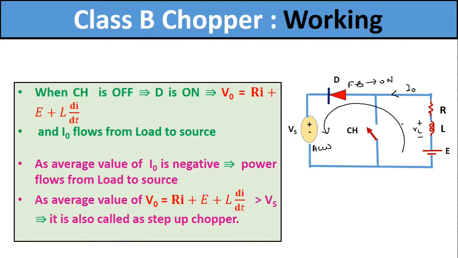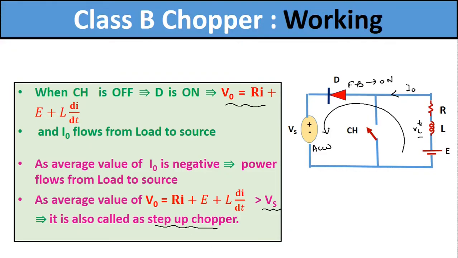Now if we apply KVL in this loop, we will get load voltage V0 will be equal to R into I plus E plus voltage across the inductor, which is L di by dt, where I is the current through the inductor. So here you can see, since the average value of the load voltage in the Class B chopper is greater than the input DC voltage Vs, therefore this type of chopper is also called as step up chopper.